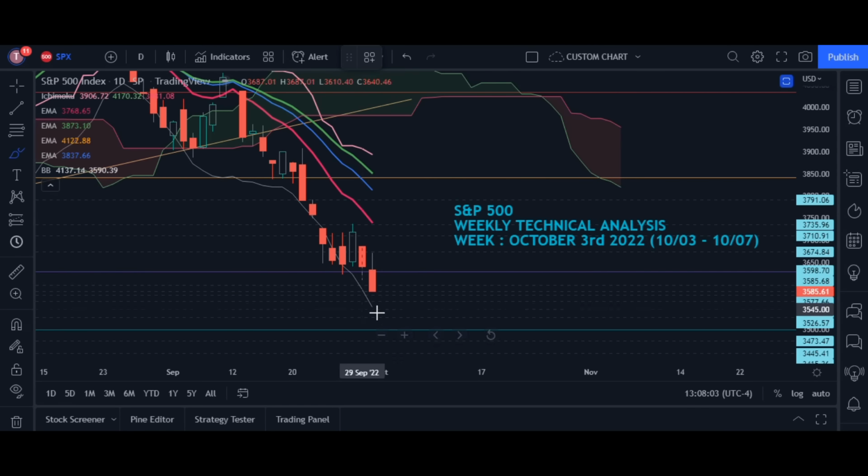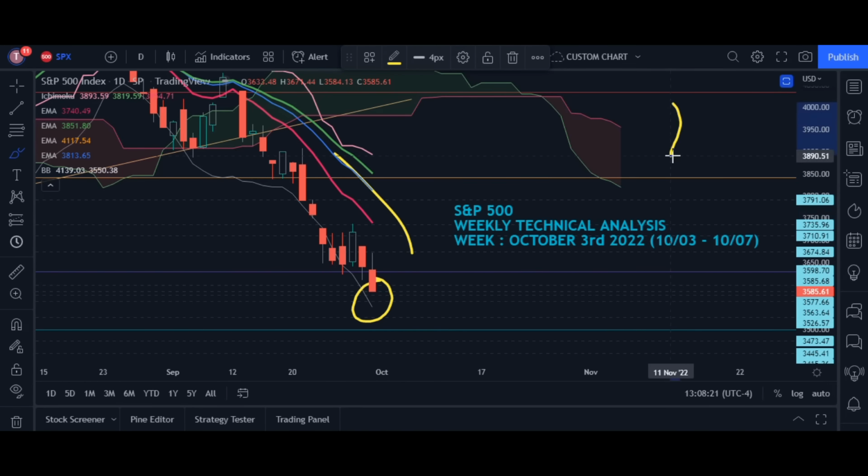First comes the Bollinger Band. This is the lower band of the Bollinger Band. This is the median of the Bollinger Band. Because the S&P 500 on the daily chart has closed between the lower band and the median of the Bollinger Band, this means the S&P 500 is bearish through the Bollinger Bands.